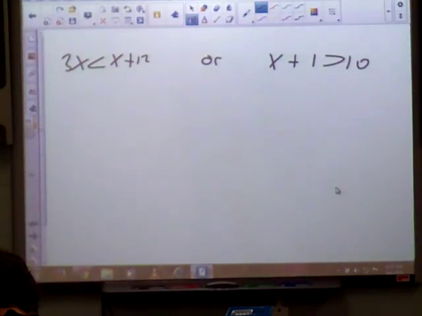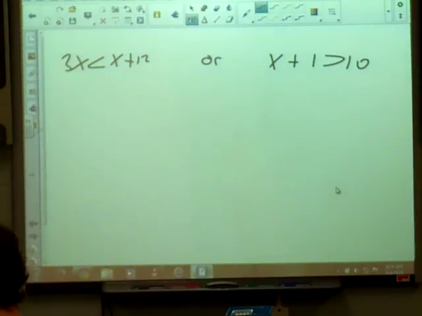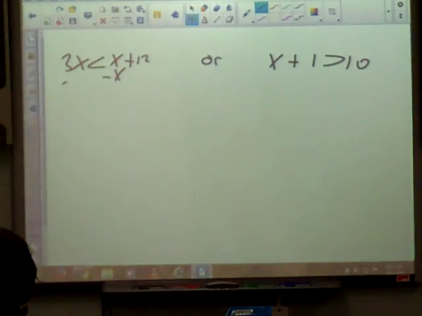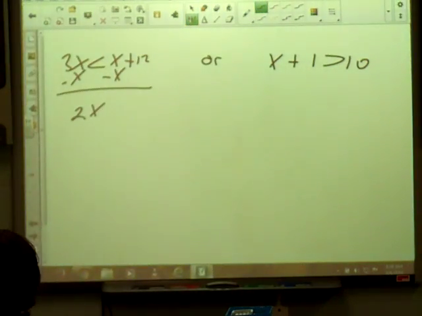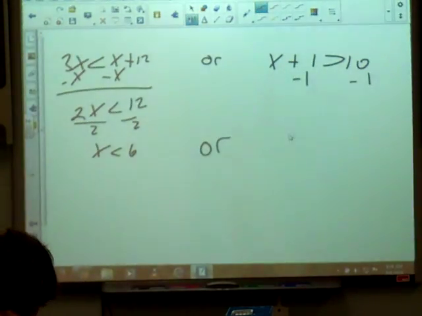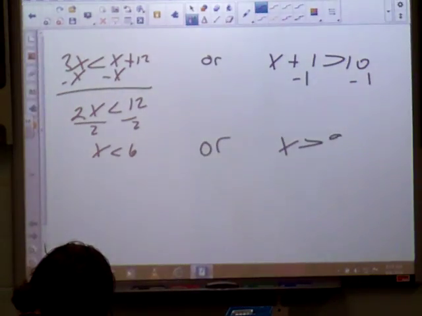We got it? Alright, always a little weird when, like on the one on the left, you're subtracting your x's first, but that's what you should have done there, subtract that 1x from both sides. That gets you 2x less than 12, so then what did you do? Good, Sydney, divided by 2, so you got x is less than 6. Easy one over on the right, just subtract that 1, so you got x is greater than 9.